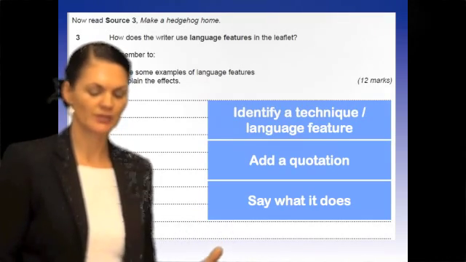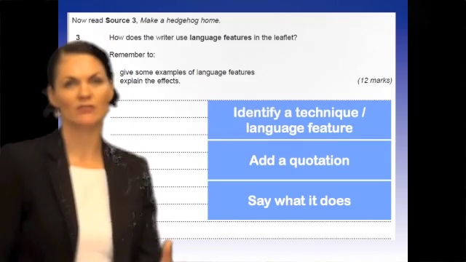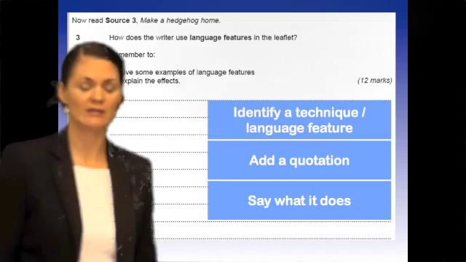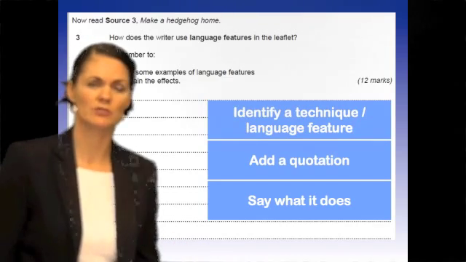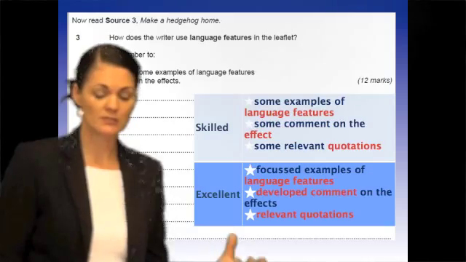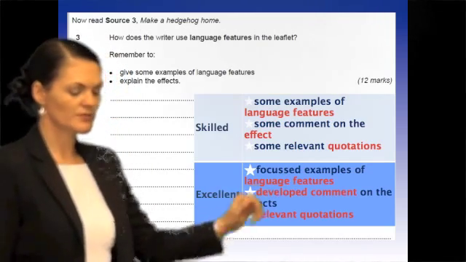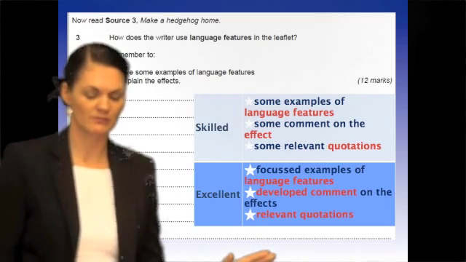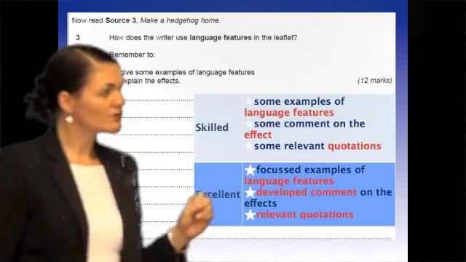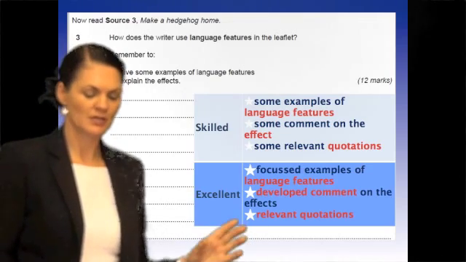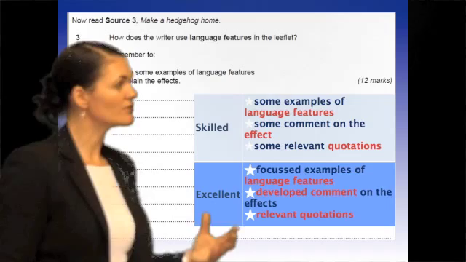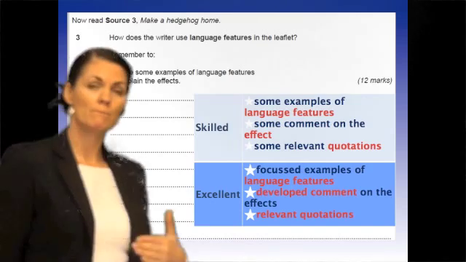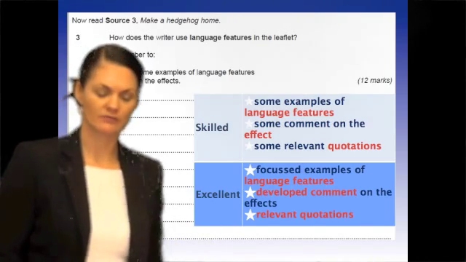Then add a quotation and then say what it does, what's the effect of that. And really what you want to do there is go on about that. What's the effect of using this very specific word? So you need some examples of language features, some comment on the effects of the features with relevant quotations. Don't forget the quotations, they're really important. A focused example then of language features, and develop comment on the effects of the features of language, so those little things that we do with language and what that then makes the reader feel, with relevant quotations.